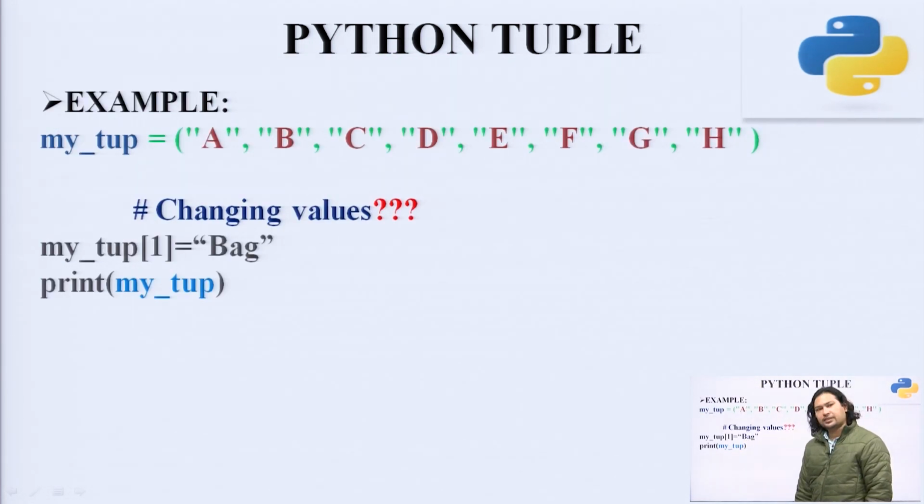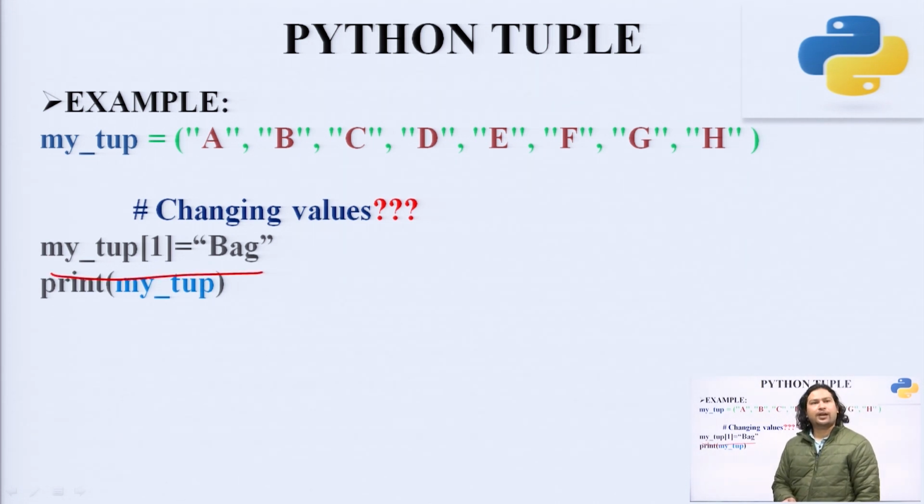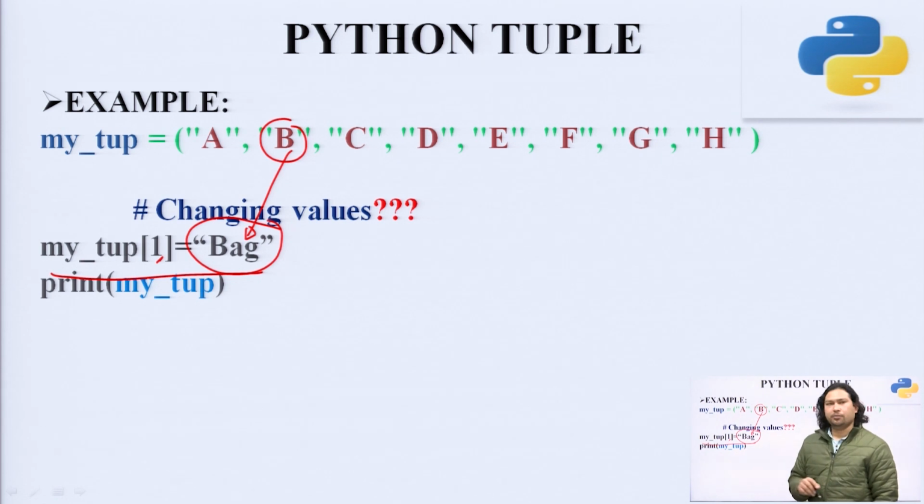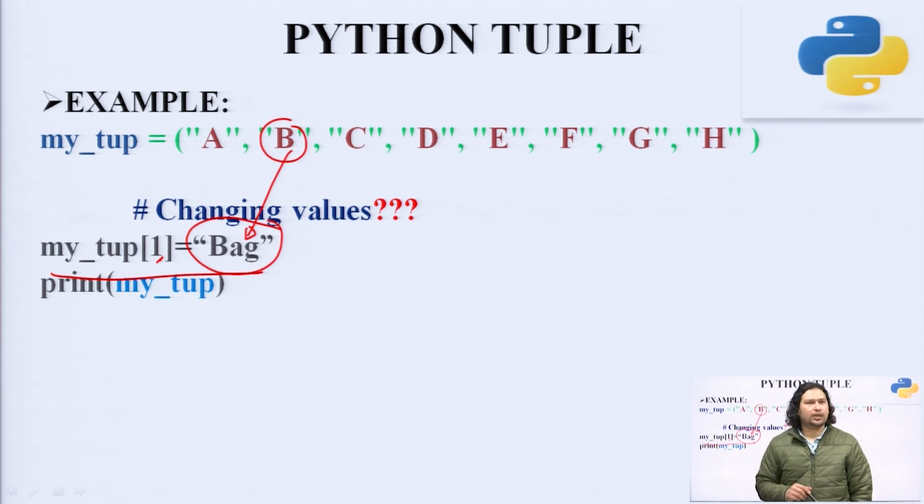Now, the next thing is whether the tuples are changeable, that means mutable or immutable. Let us find out by using this operation, because the subscription is valid, that holds true. That means if we are trying to reassign the value, it might reassign the value. Instead of B we get bag. By reassigning, is it working or not?